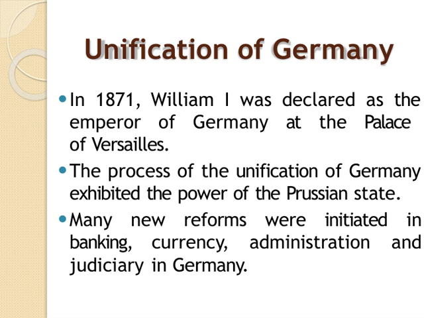During this period, we also see significant reforms across various sectors like banking, currency, administration, and the judiciary. These reforms were crucial because they helped create a more unified and modern nation-state, laying the groundwork for Germany's economic and political stability moving forward. Overall, this unification was a key chapter in the broader story of nation-building in Europe, demonstrating how strategic leadership and institutional reforms can transform a collection of separate states into a unified, powerful nation.